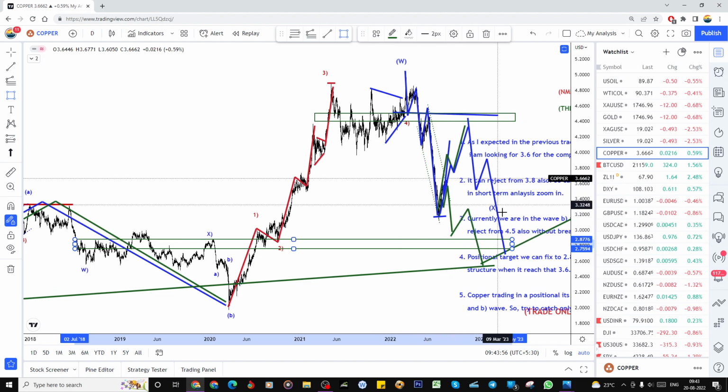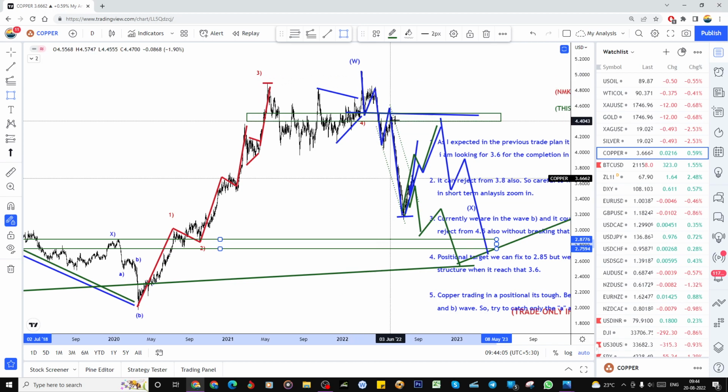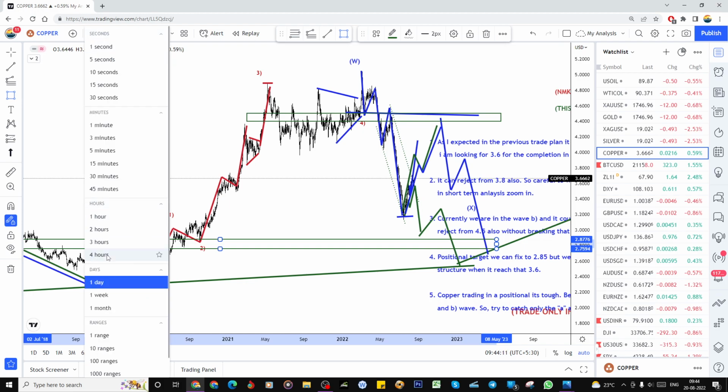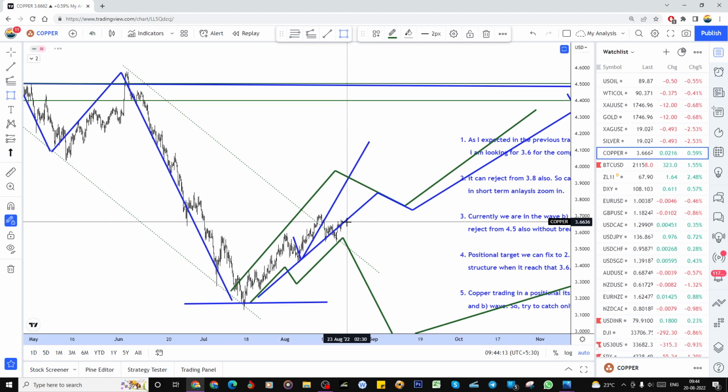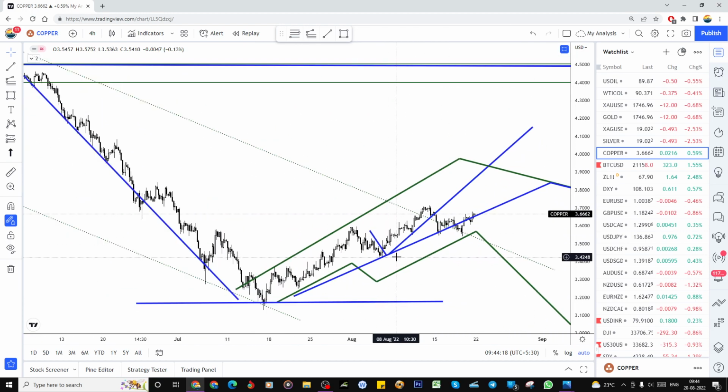So wait for this. It could be again a connecting wave, one more three-wave structure, or from here it can make a five-wave structure. So up to this, the three-wave structure, and it bounced. So we have to look for this. We have to look always. Copper has very complex correction patterns. Here it forms a lot of complex correction patterns.